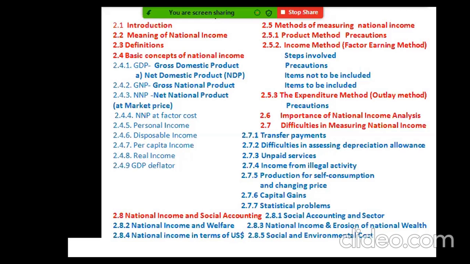Under the heading, we are going to have further subheadings. They are social accounting and sectors, national income and welfare, national income and erosion of national wealth. Next, national income in terms of US dollar. Last one is social and environmental cost. Last is summary. Next, we move to the first slide.